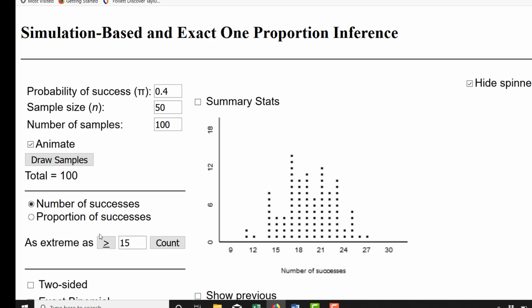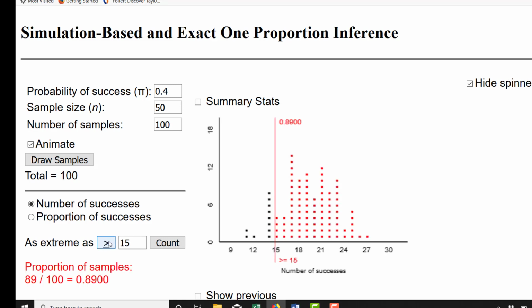The next thing you've got to do is select this box to match up with your alternative hypothesis. My alternative hypothesis was a less than symbol. Pi is less than 0.4. Notice, if I have it on less than, it turns all the dots red that are like mine and less. If you accidentally have the other way switched to, it'll count those and higher. That's not what we want. We want it to be like my sample statistic and less.